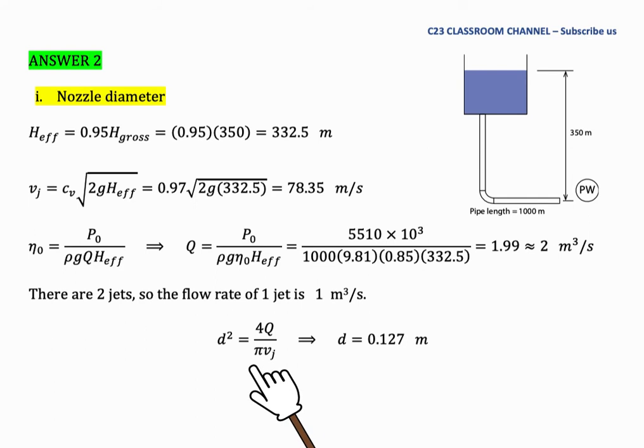Then we could calculate the diameter of nozzle by using this equation. This equation comes from Q is equal to AV. So that Q is actually the flow rate for one jet. So we have D square equal 4Q over pi V jet. We substitute the value of Q here with 1 meter cube per second because we are calculating only one jet's condition. So we could get the diameter of nozzle here is equal to 0.127 meter.